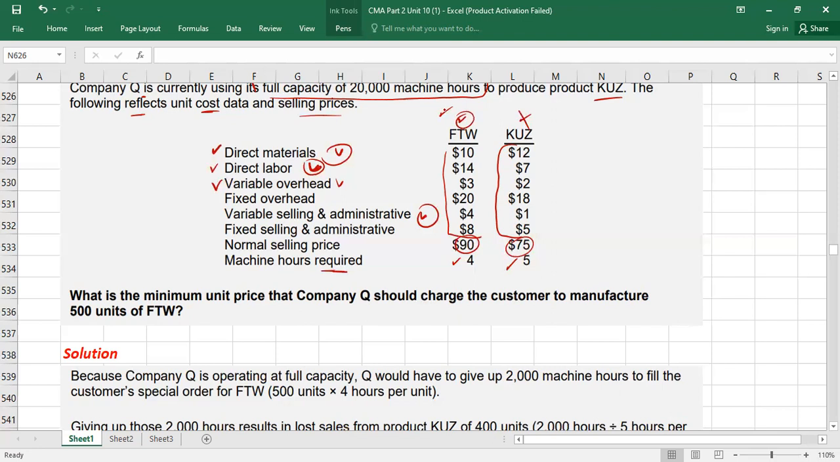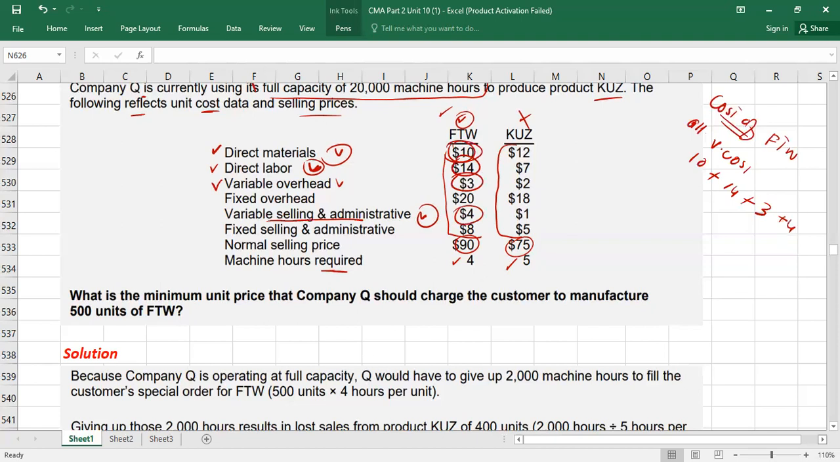So how would you work? Please remember, I want to calculate the relevant cost of FTW, and we are operating at full capacity. We don't have spare capacity. Now what will you do? First, you will take all variable costs. 10 is variable, plus 14 is variable, plus 3 is variable, and then we have the variable selling and administration expense, $4.